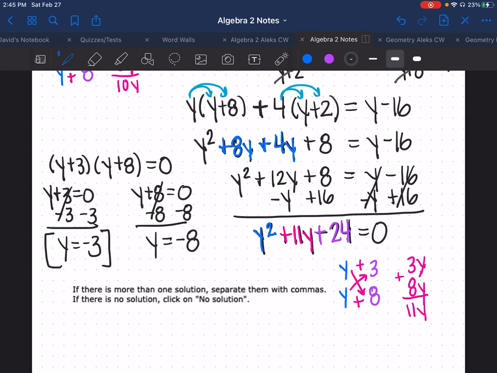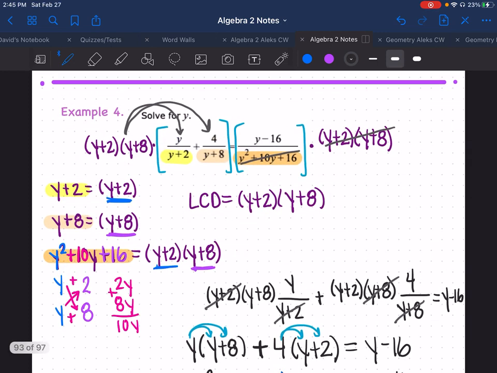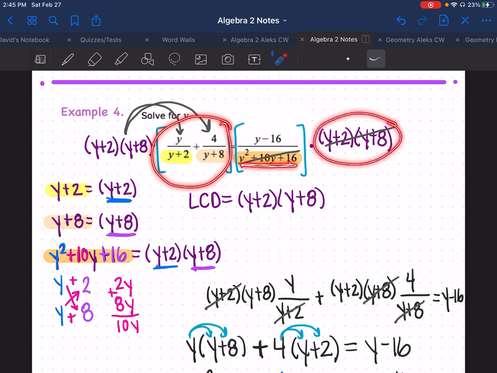Let's now check -8. Come back up here. Remember, you're only checking this side because the denominator over here is exactly the same. Remember, that's how we could cross it out. -8 plus 2 is -6. You're just looking to see if you get 0.